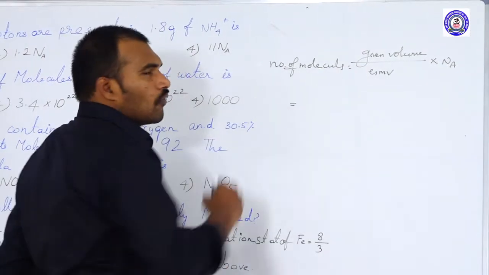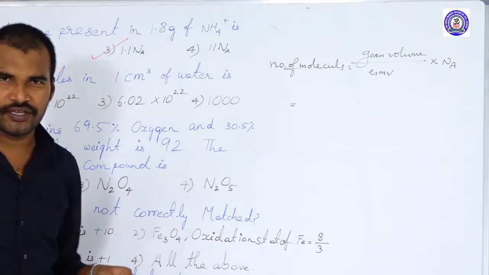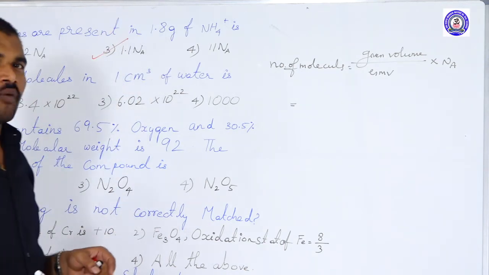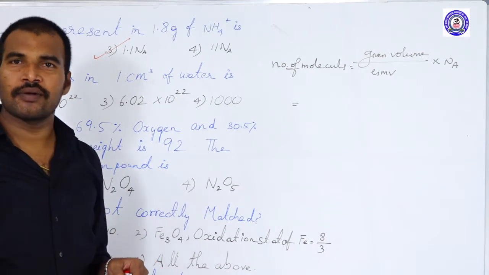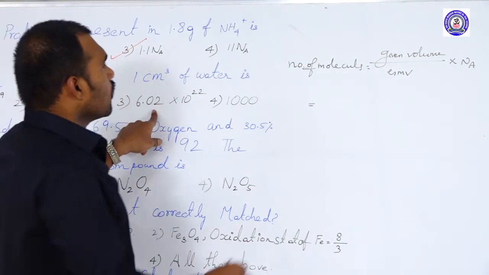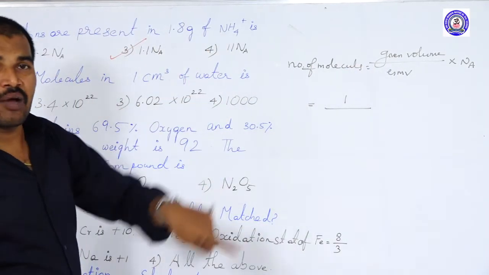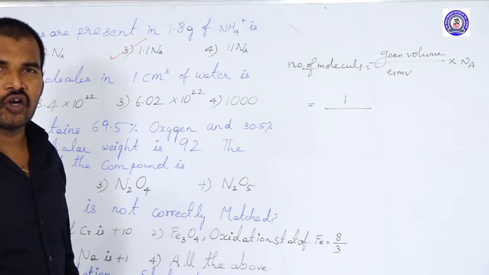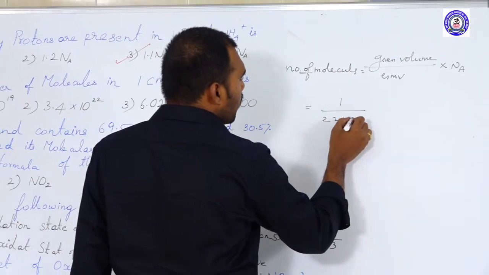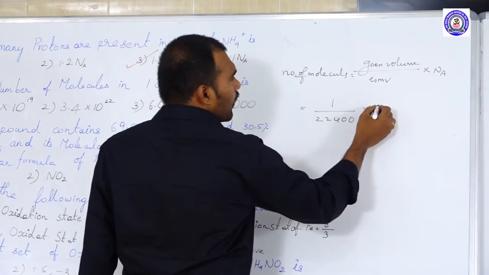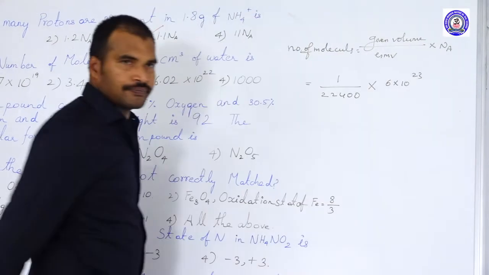Okay, now given volume, what is the volume they have given? 1 centimeter cube. Tell me, 1 centimeter cube is equal to how many ml? 1 ml. 1 centimeter cube is nothing but 1 ml. So, given volume is 1. And gram molar volume, 1 mole always occupies at STP how much volume? 22,400 ml, into Avogadro number. Avogadro number is 6 into 10 power 23.